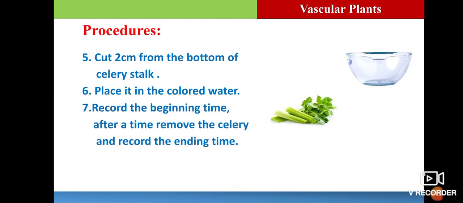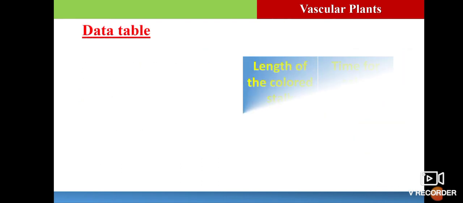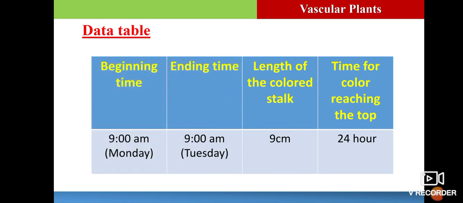And finally, we should record the beginning time. After a time, remove the celery and record the ending time. This will be summarized using this table. Okay, so for the beginning time, I made this experiment at 9 o'clock on Monday. The ending time, I removed this celery plant at 9 o'clock on Tuesday. So this experiment takes 24 hours.